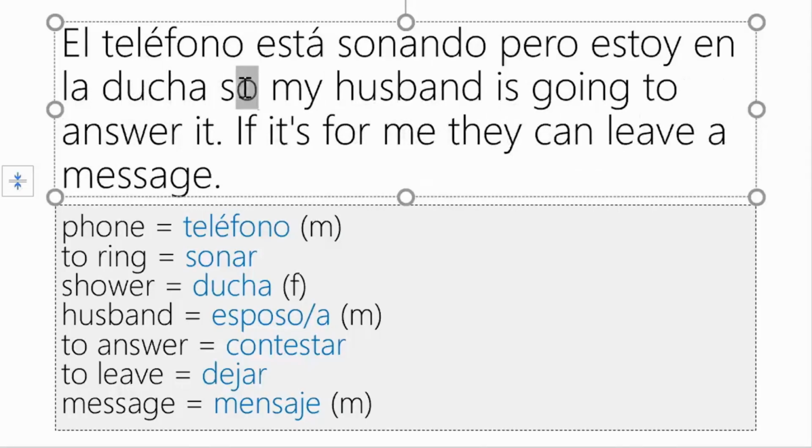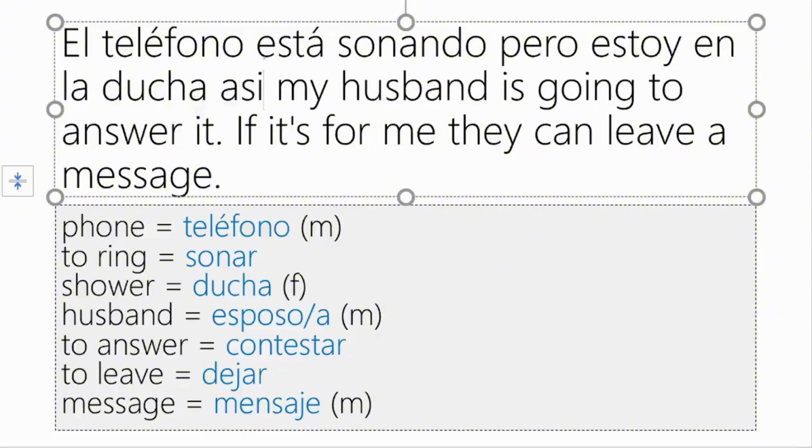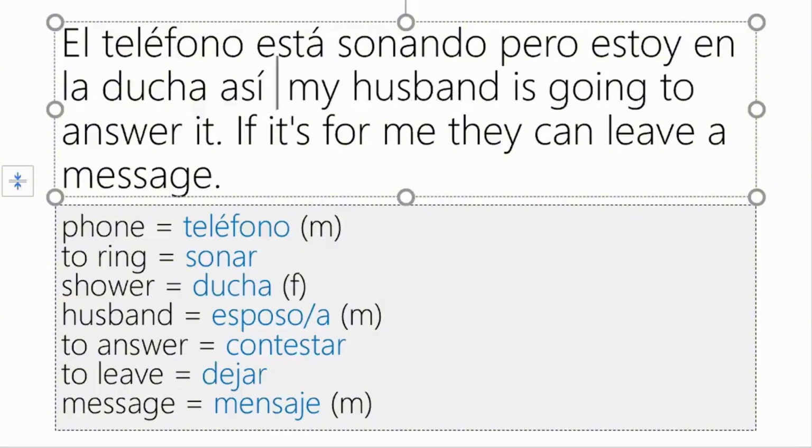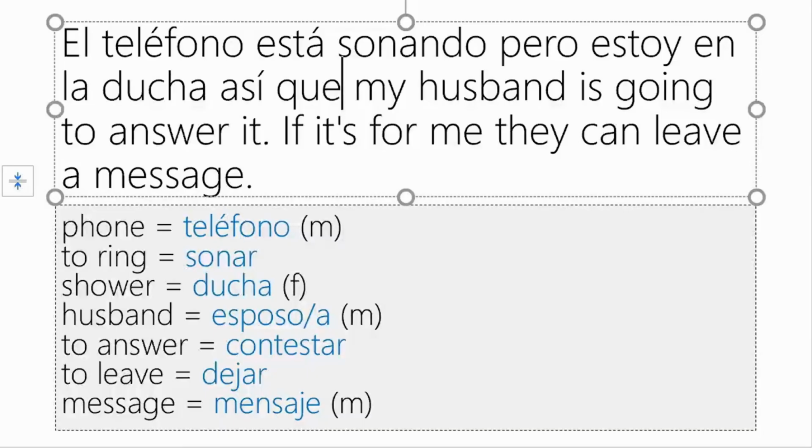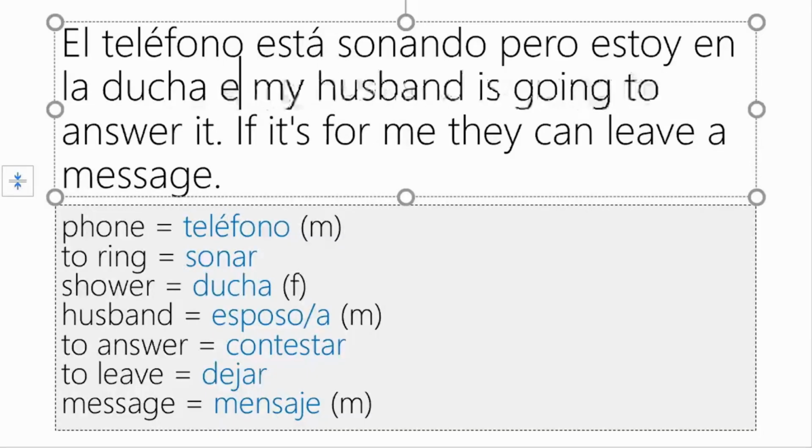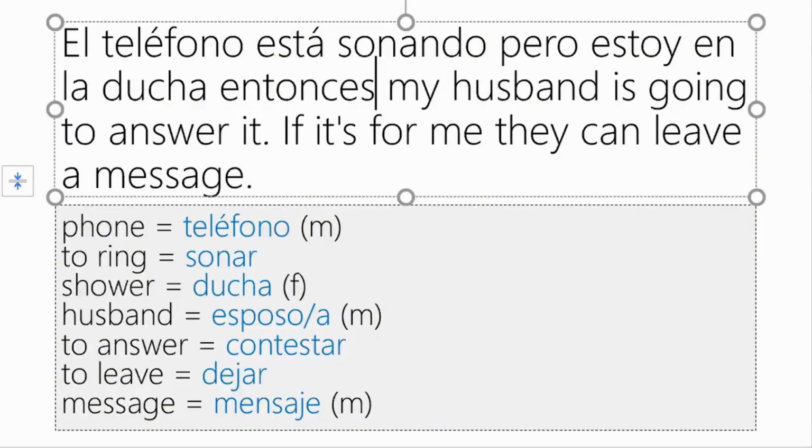The word so is something that I forgot to mention, and I forgot to give it to you down here. We have a number of different options. We can put así que with an accent. So this will stand for so. Or we could say entonces. Either way will work. So, el teléfono está sonando, pero estoy en la ducha. Entonces can mean so or therefore. Therefore, my husband is going to answer it.